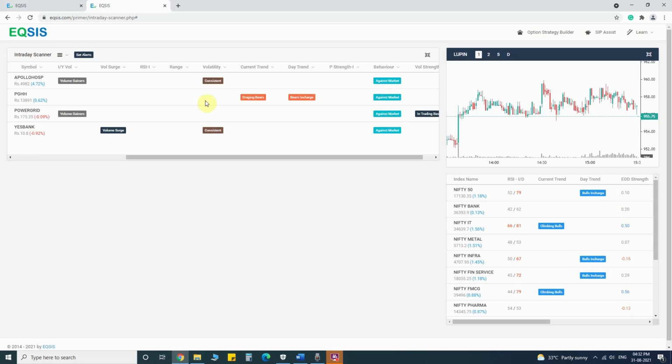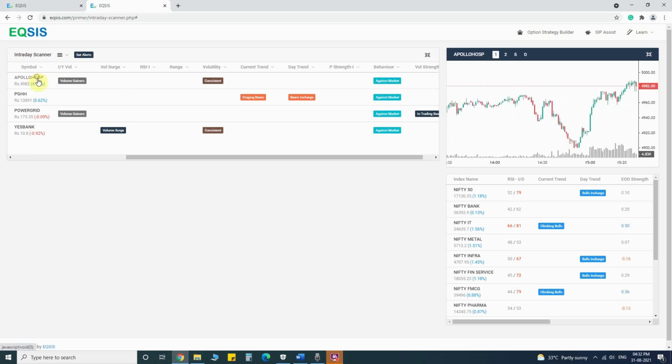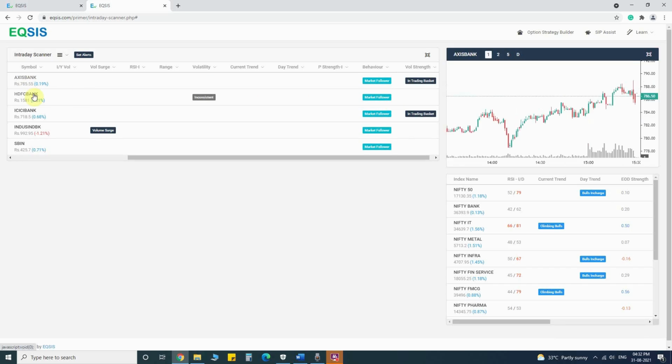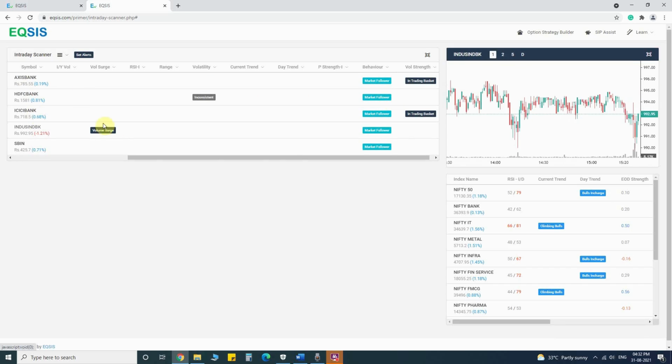If you want to see the stocks which are moving against the market behavior, you can click on this, and you see that the correlation between the stock and the market is very low. That's why it shows against the market. And if you see the market followers, the correlation may be pretty good, like Axis Bank, HDFC Bank, ICICI Bank. Of course, all the banks are just mapping the market today.